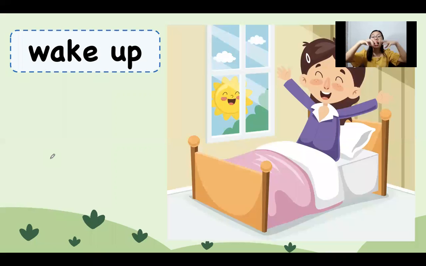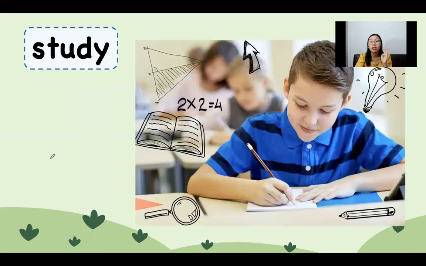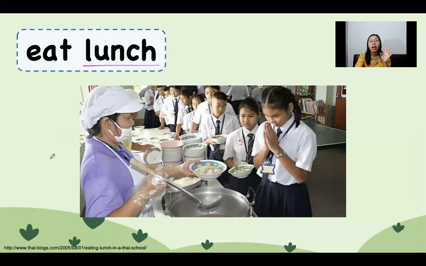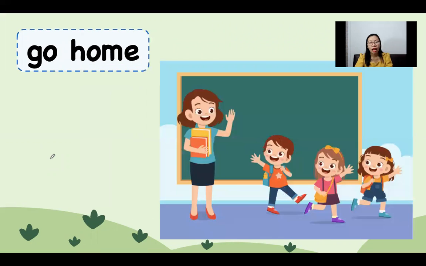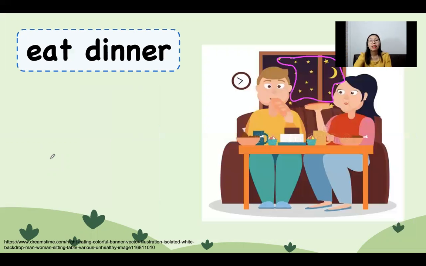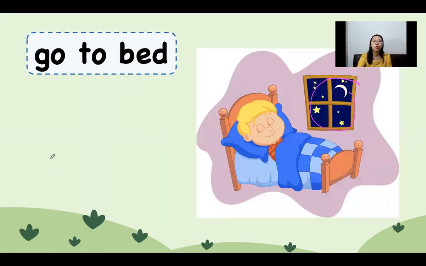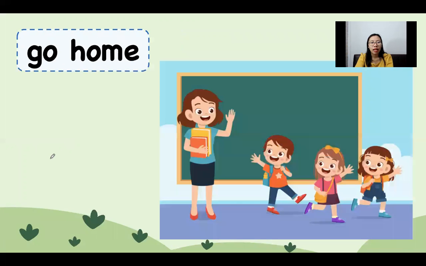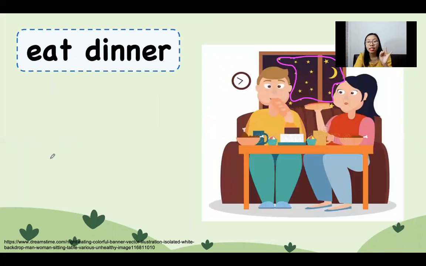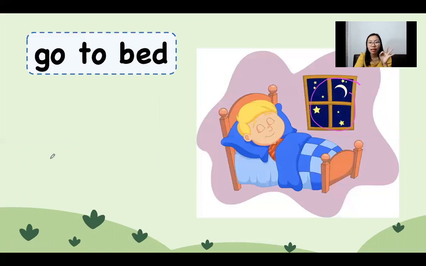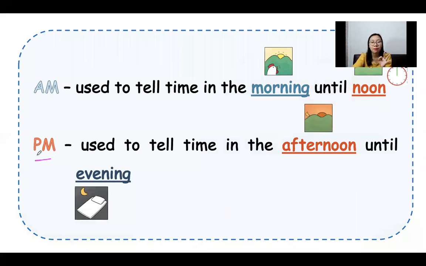We do it in the AM. All right, AM: wake up, eat breakfast, go to school, study, eat lunch. And then we go home. Bye-bye, teacher. Go home. Eat dinner. Go to bed. Now, going home, eating dinner, and going to bed is PM. All right, PM.